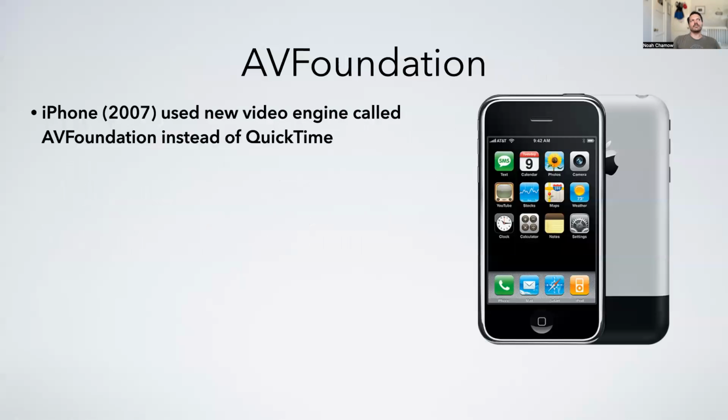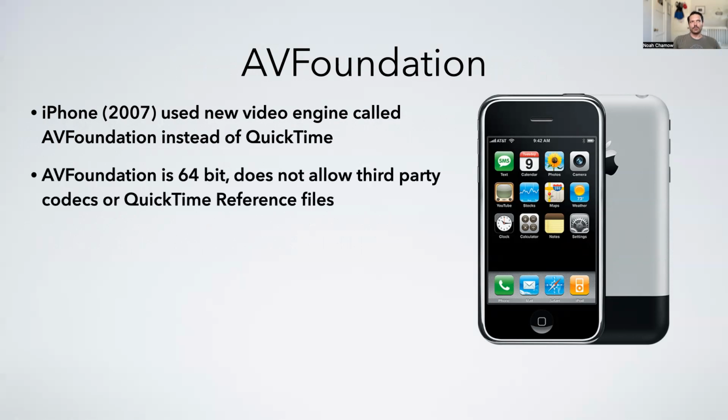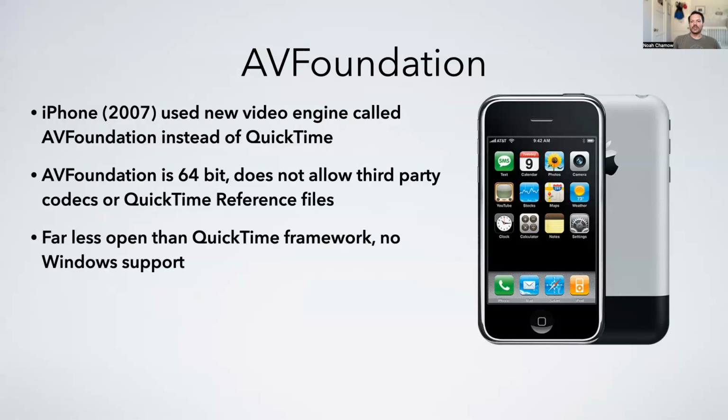So in 2007, the iPhone was released, and instead of QuickTime, it used a new video engine called AV Foundation. And AV Foundation is still used today. AV Foundation is 64-bit, but it doesn't allow third-party codecs or QuickTime reference files. It's also far less open than the QuickTime framework, and it has no Windows support. But because it's 64-bit and because it was built from the ground up within the last 15 years, it's much faster and it has a much more modern code base.